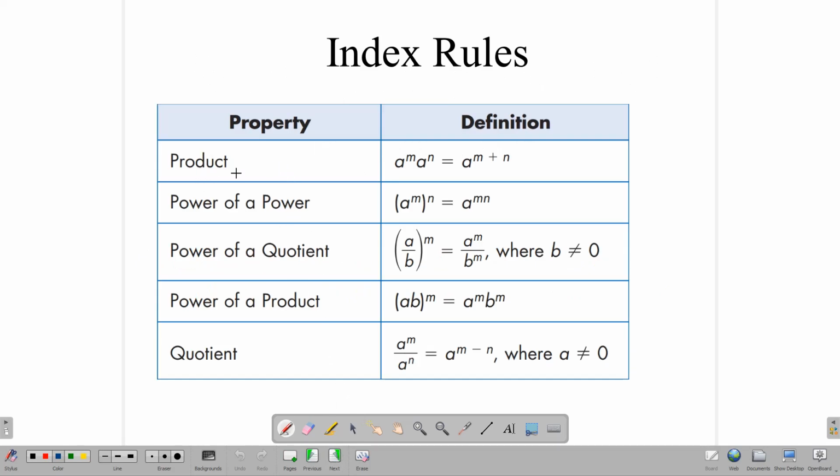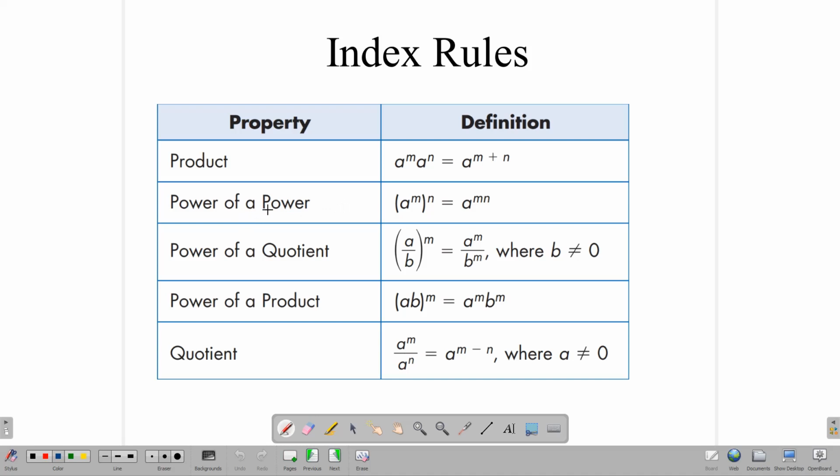The first one here is the product rule or the product property. What it says basically is that if we're multiplying similar bases, then all that we need to do to simplify is just to add the powers. So a to the m times a to the n is equal to a to the m plus n, because the bases are similar. We add the powers.